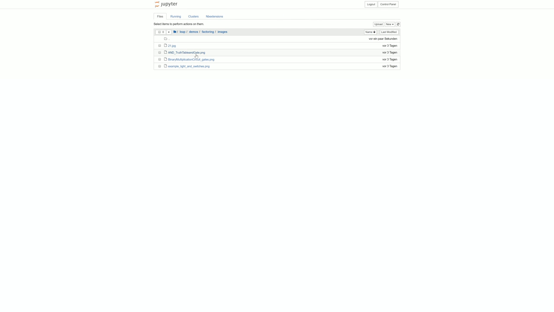And application circuit, example light and switches. We already know that. This is the light and switch which I showed you before. So we don't need that one. I already showed you that before. So let's go back.